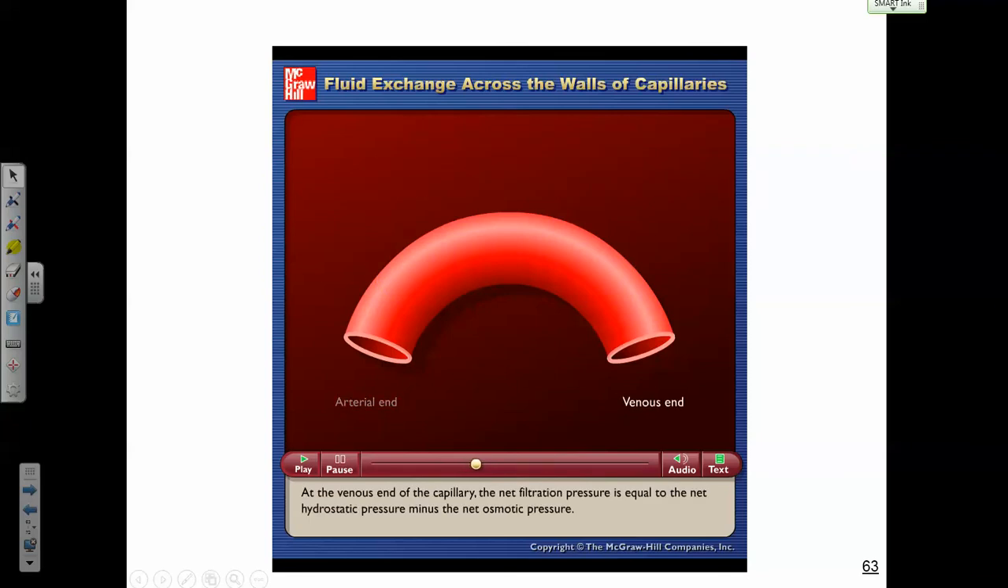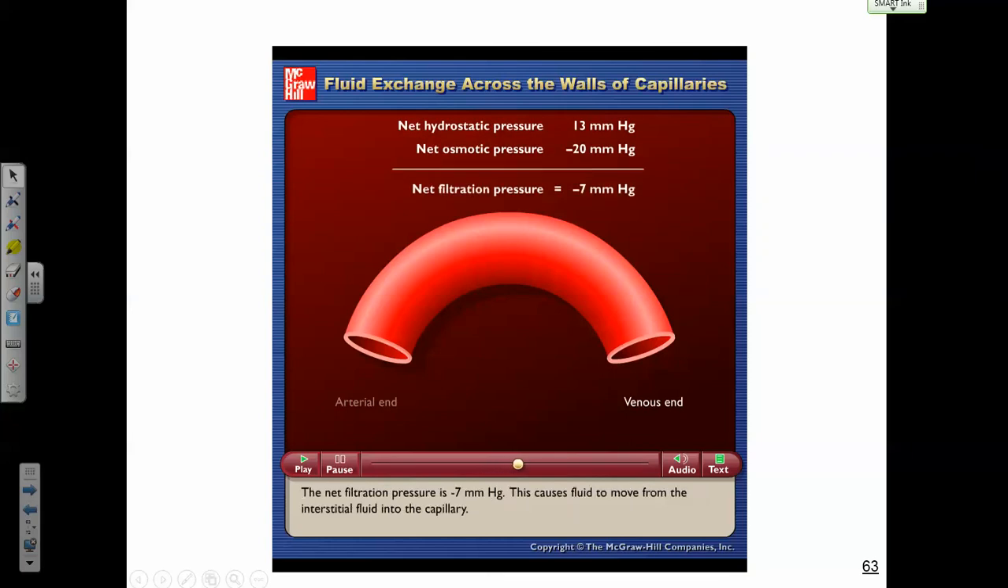At the venous end of the capillary, the net filtration pressure is equal to the net hydrostatic pressure minus the net osmotic pressure. The net filtration pressure is minus 7 millimeters of mercury. I want to pause just a minute. Notice that on this video, he's saying net hydrostatic pressure. That means it's taking into account hydrostatic pressure on both sides. Okay. This causes fluid to move from the interstitial fluid into the capillary.